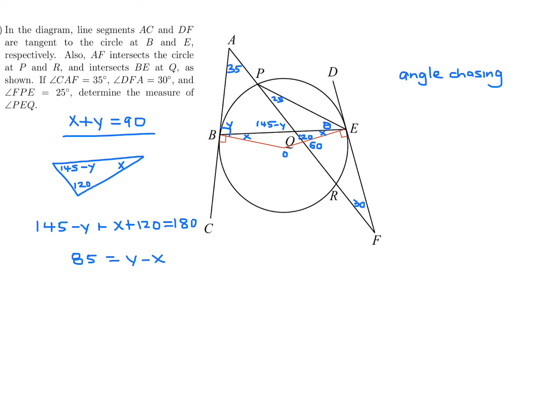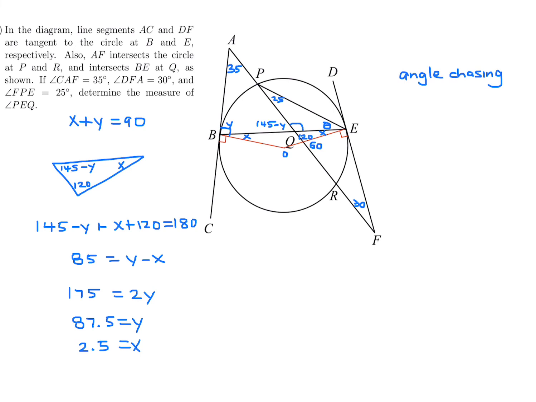So we got that, and those two equations we will now combine by adding them. And when you add them, you get 175 is equal to 2Y, and therefore Y is equal to 87.5. And therefore X would be equal to 2.5 if you substitute Y back into either one of these equations. Okay, do we have enough? Let's see here.